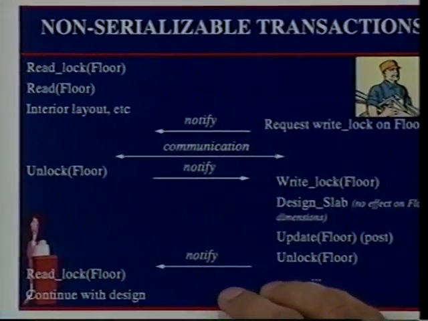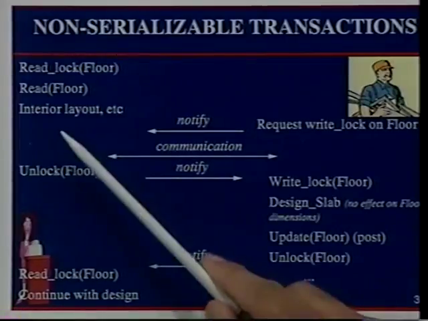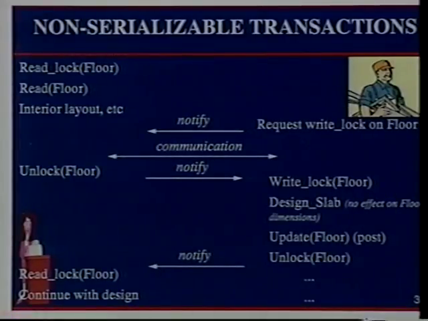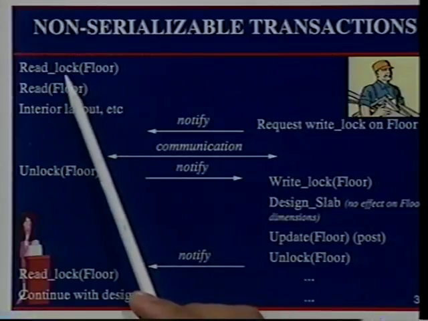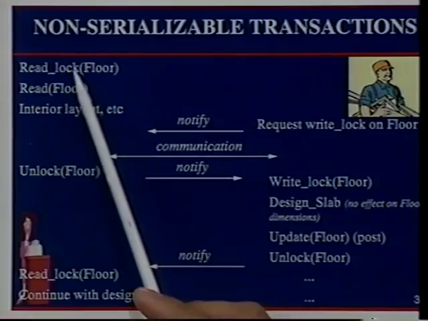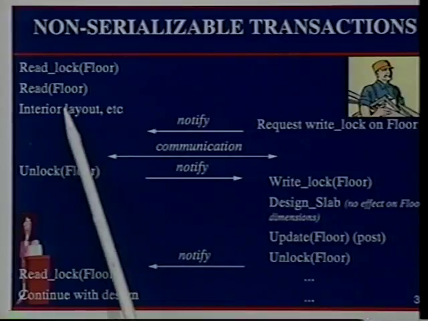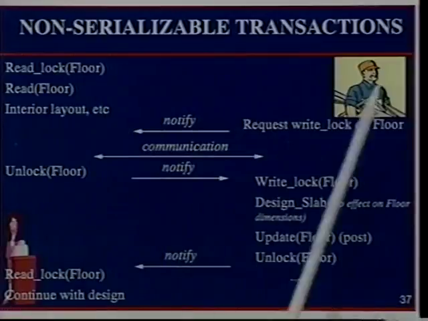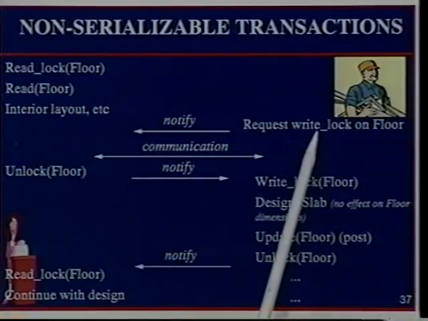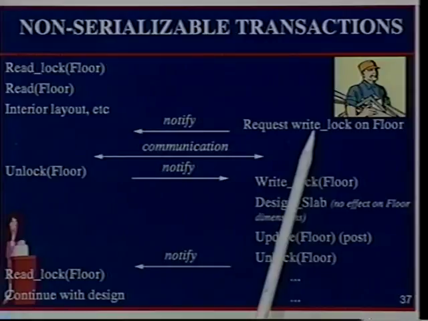And in this example, we can see an architect here and maybe a structural engineer here working on a flooring system, like the flooring system that you are being seated on. Now, the architect is trying to work on the floor, and the architect read locks the floor because he or she wants to work on the flooring system, but they're only interested in the interior layout and not the structural details. Now, the structural engineer is interested in doing the structural design on that floor, like putting in the right reinforcement in the slab and things like that.